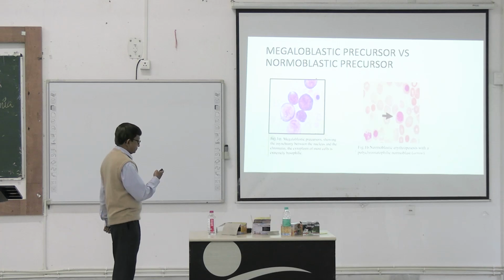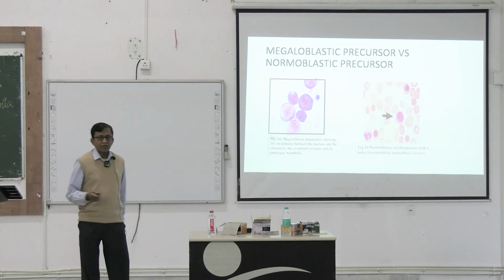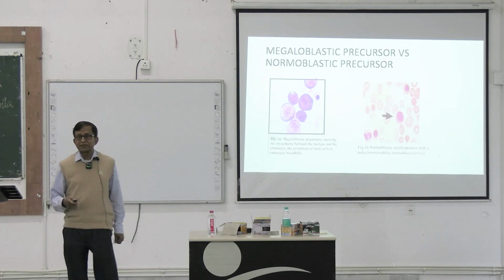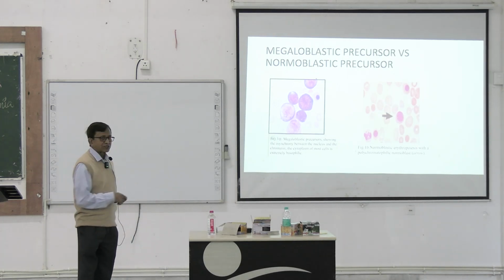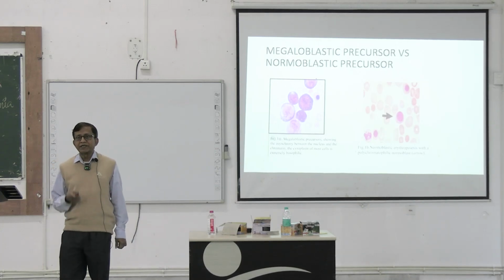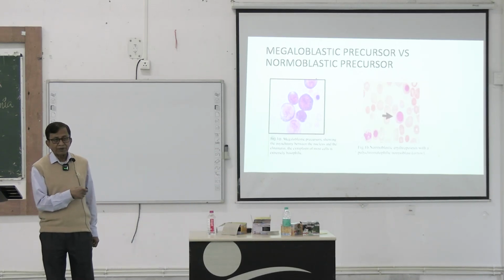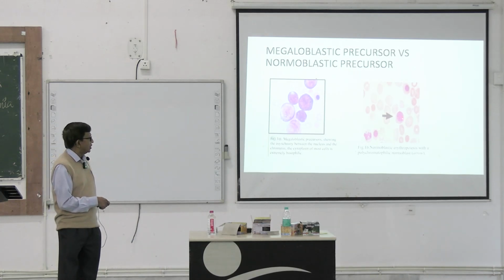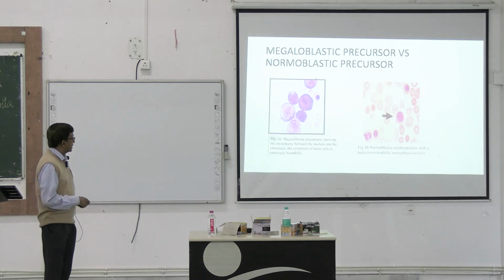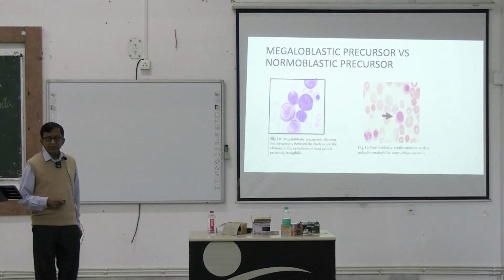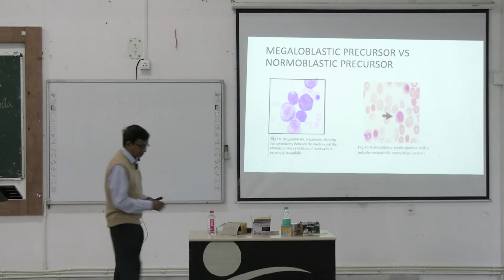So, what is this picture? This is the fathers and forefathers of RBC, that means normoblasts. Where do they stay? They stay in the bone marrow. Our RBC's fathers and forefathers. Normoblast: look at this, small size. In megaloblastic anemia, it looks like this. Very big, sieve-like appearance.